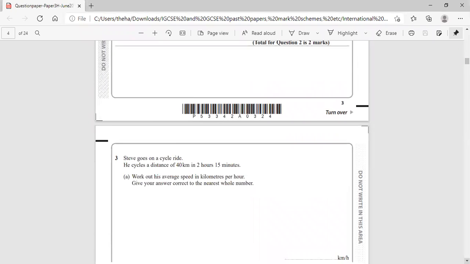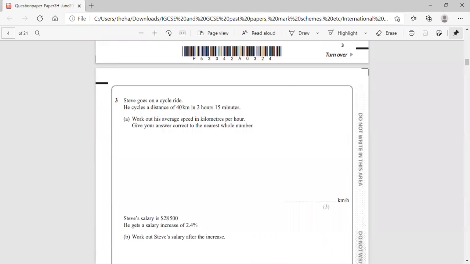Question 3. Steve goes on a cycle ride. He cycles a distance of 40 kilometers in 2 hours and 15 minutes. Work out his average speed in kilometers per hour. Give your answer correct to the nearest whole number, so that's important. Draw a little line under that, just so we remember whole number, nearest whole number, and in kilometers per hour.